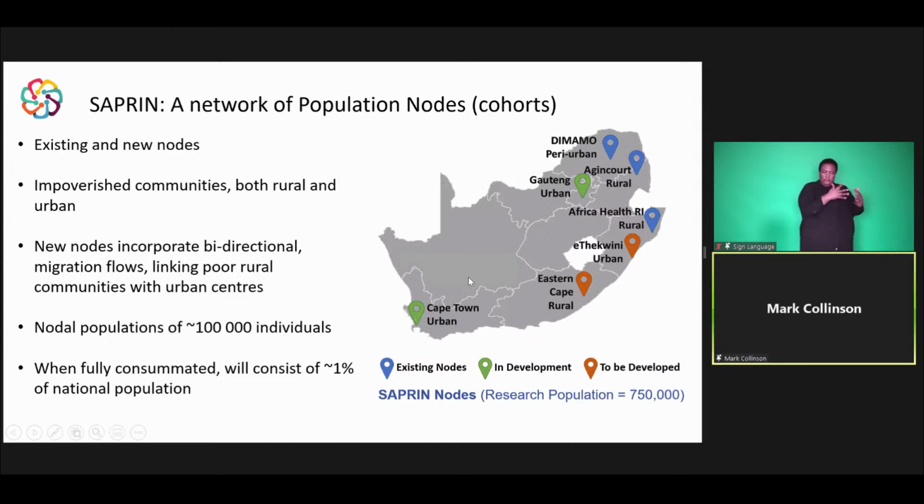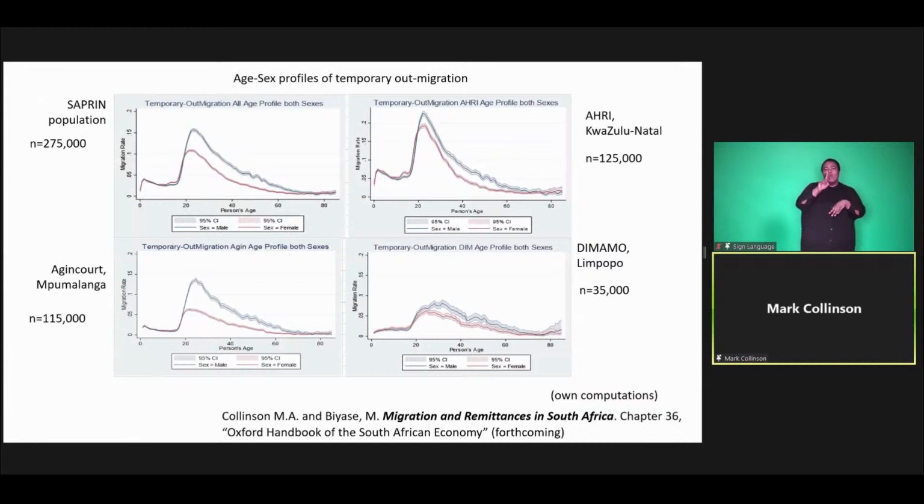And so the urban ones, as was discussed earlier, will be very helpful to add to this kind of thing going forward. These nodes are now, once they're SAPRIN nodes, at least 100,000 individuals. And when all these 7 are in place, we'll have around 1% of the population. Now I have 3 slides to show you of 4 graphs each. So I want to explain them to you.